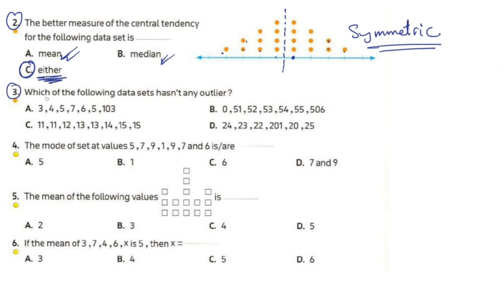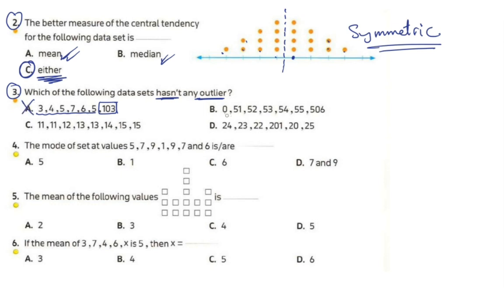Point 3, which of the following data sets has an outlier? Look here, all of these values are close to each other, but we have 103. So 103 is an outlier. So this group has an outlier. So point A is false.